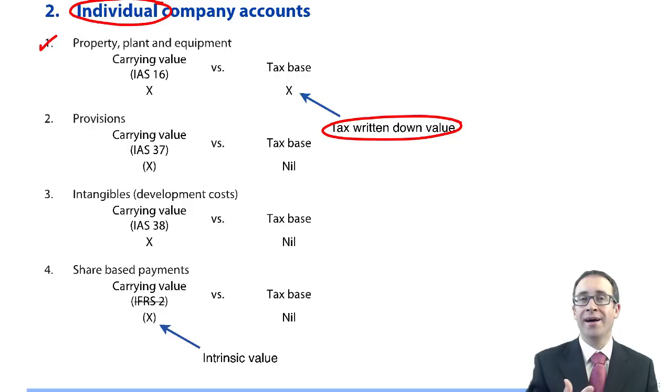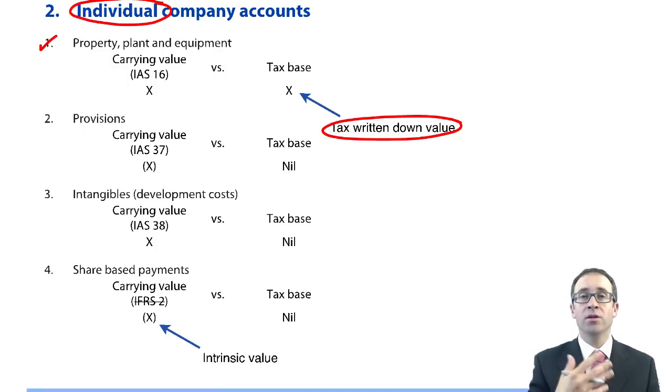So although we have our liability under IAS 37 as the carrying value, the tax base is nil. And the reason why the tax base would be nil is because the tax authorities would allow the expenditure on a cash basis. We're looking at the accounts and the carrying value on an accruals basis. Tax authorities in this instance prefer things on a cash basis. So therefore the tax base is always nil.